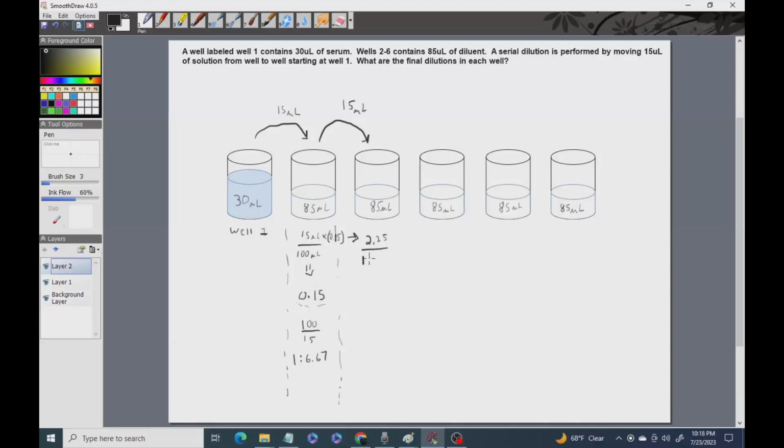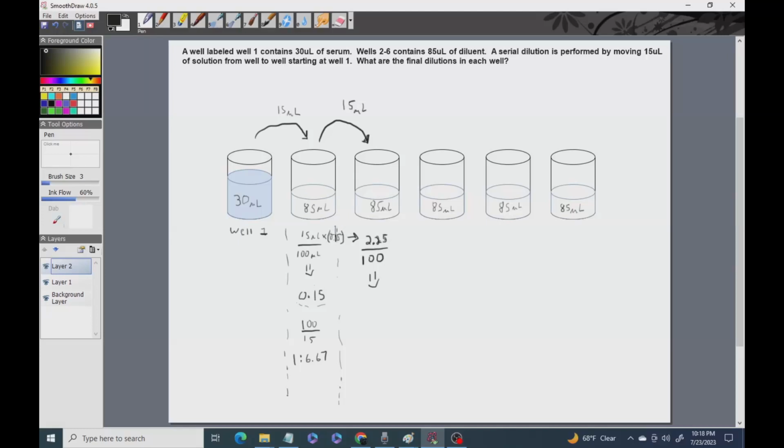And what we're doing here, remember, is we are diluting our concentrate. So out of the 15 microliters that we're adding, we're getting our concentrate at 2.25 microliters. So it's getting further diluted. And if we reduce that, we have 2.25 divided by 100.